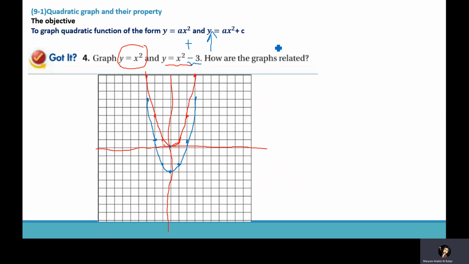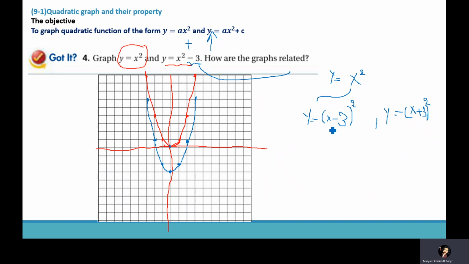Okay, you might ask, what about shifting left or right? I'll tell you, shifting left or right, the change of this graph, if you have y equals, for example, x to the power 2, the change for this one, if you have it, y equals x minus 3 to the power 2, y equals x plus 3 to the power 2.